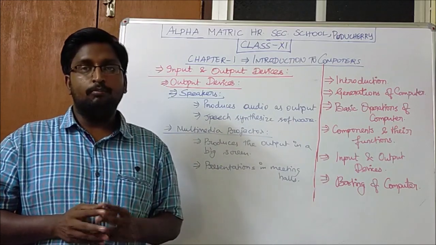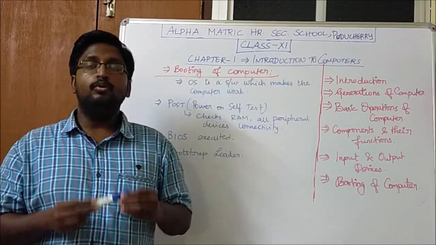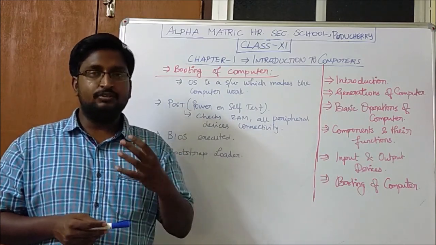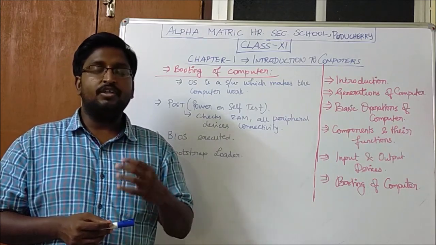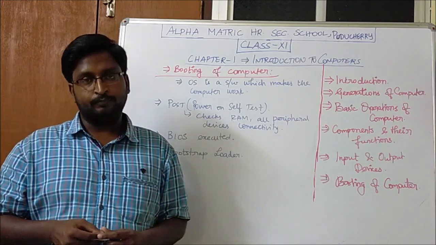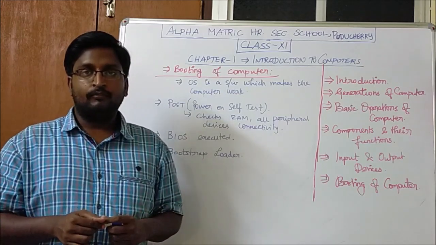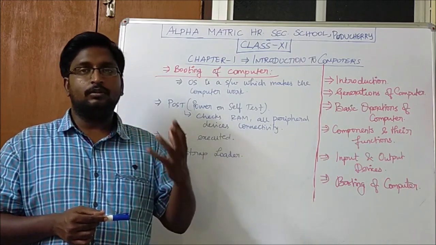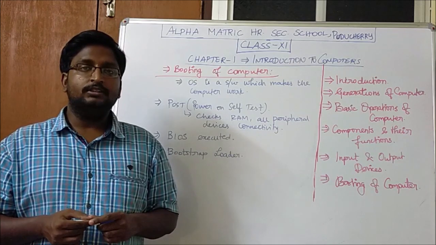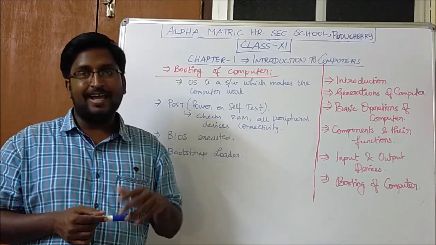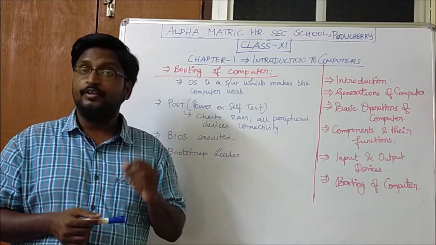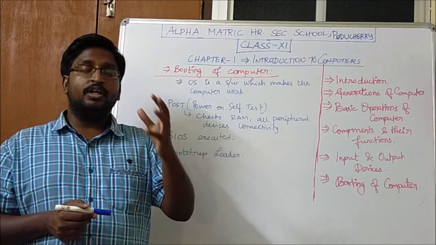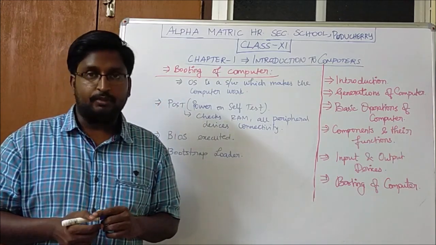Next we will see about the booting of a computer. We all know that the operating system is basic software. The OS is the basic software which makes the computer work. So when we switch on the computer, a process goes on at the back end. First, there won't be any information in the RAM, which we call the main memory, the temporary storage, the random access memory. The OS will be stored only in the read-only memory.